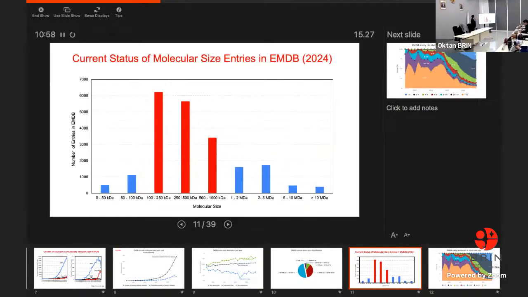Okay, continue. And this is also important for all of us: the current status of molecular size entries in EMDB in 2024. Mostly for single particle analysis, the molecular size ranges from 100 until 250 kilodalton. It is common in the EMDB, but below 100 kilodalton is still rare. So maybe the technique should also be improved.